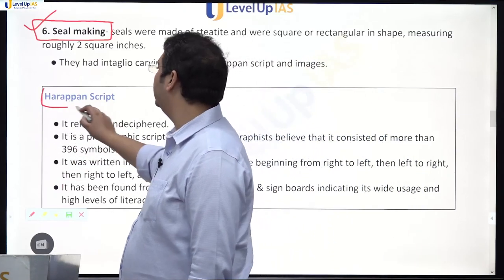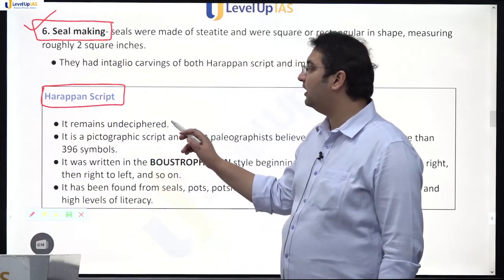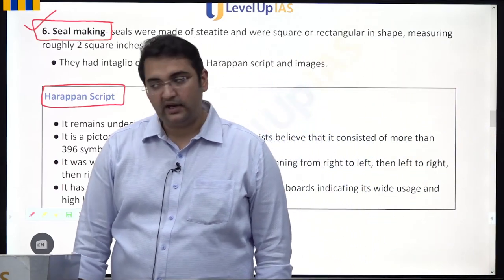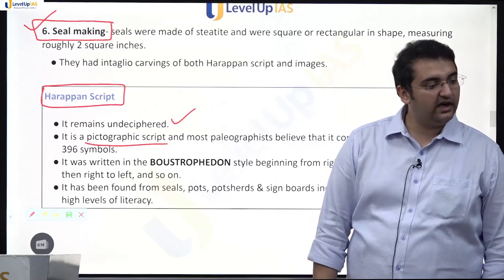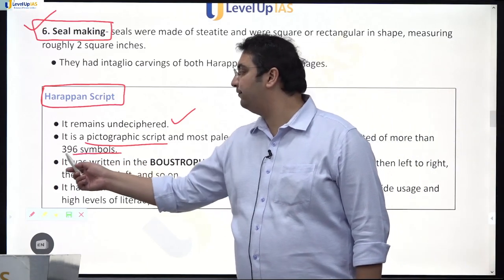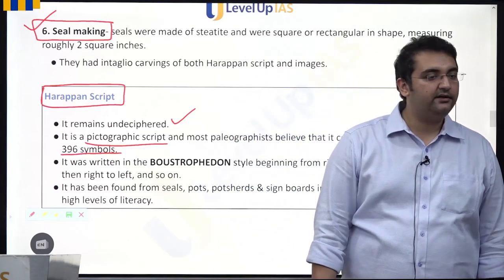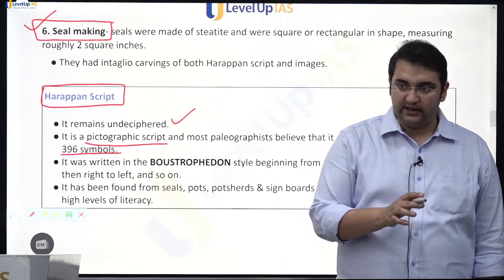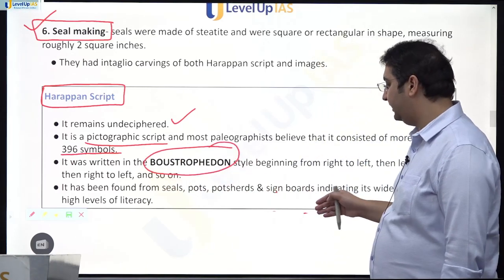Now let us talk about the Harappan script. Do we know how to read it or not? It is undeciphered. Is it alphabetical or pictographic? Pictographic script. That means instead of alphabets or letters, symbols are used to convey meanings, right? And it consists of more than 400 symbols, right? More than 396 symbols. What was the direction in which it was written? Right to left, then left to right, then right to left once again. So this kind of writing is known as boustrophedon style of writing.